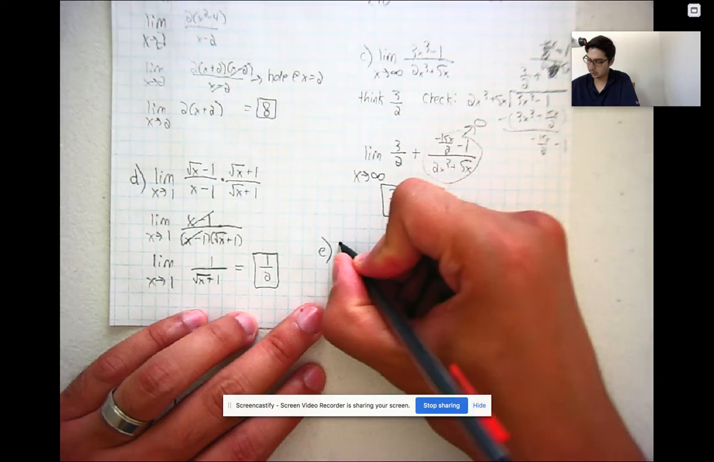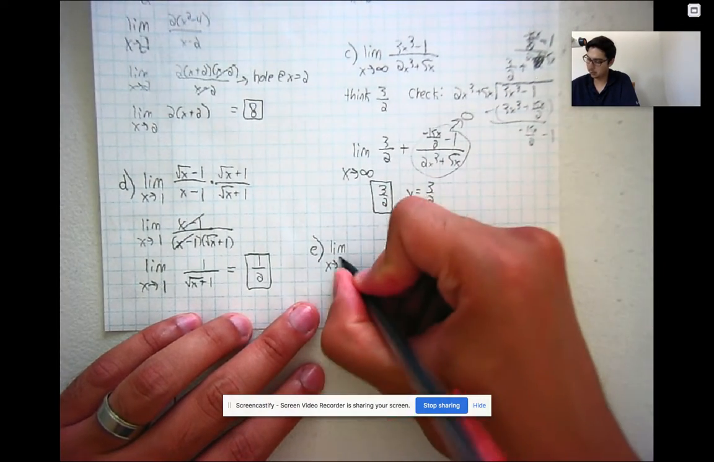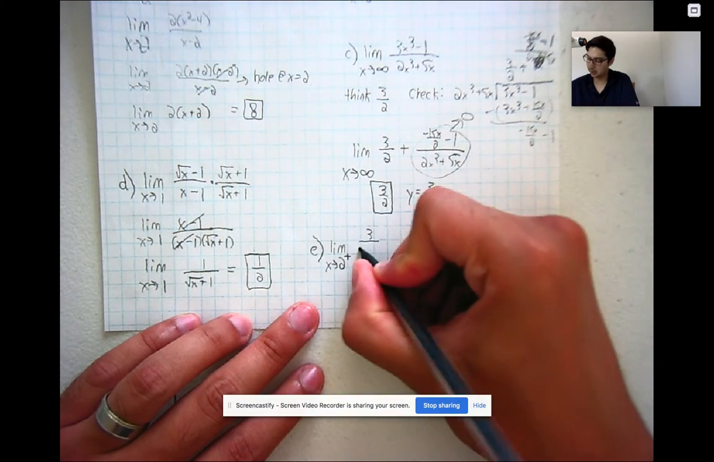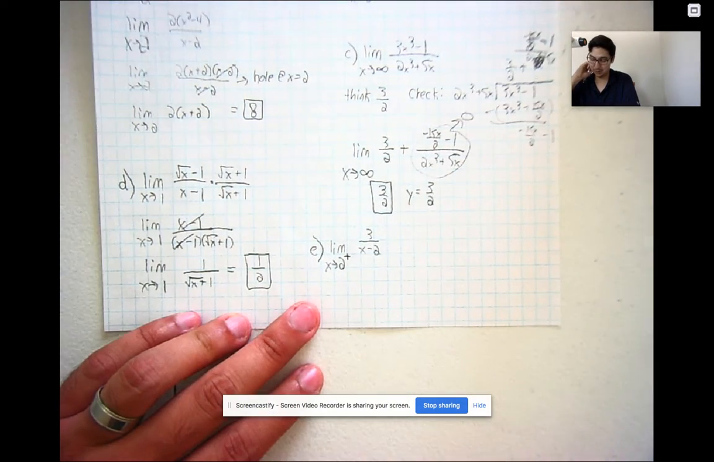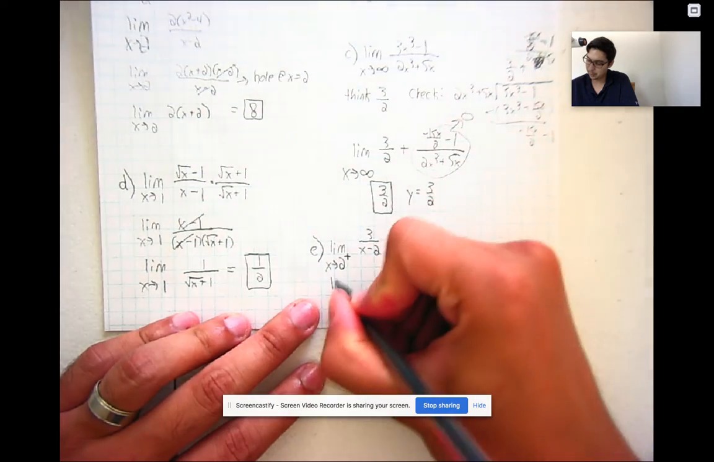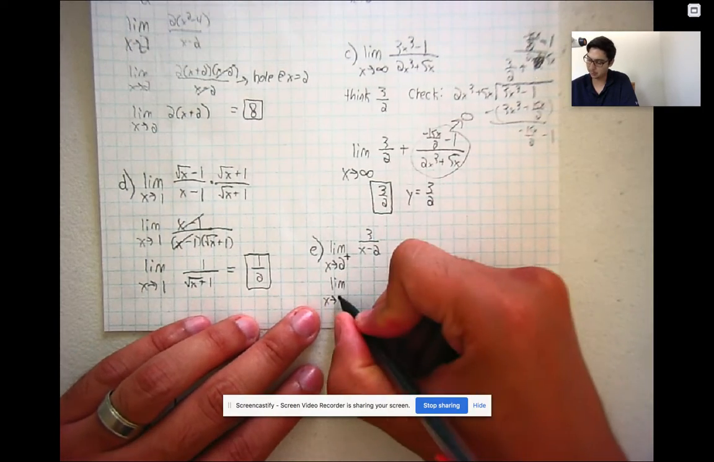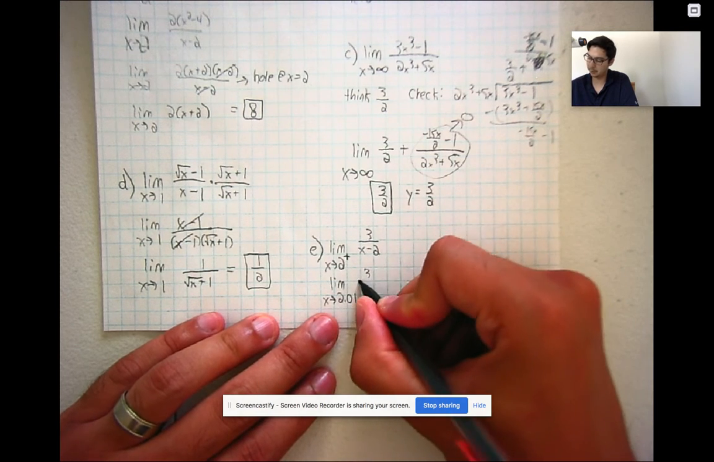So E, let's do the limit as x approaches 2 from the right of 3 over x minus 2. So now in this problem, there's no algebra you can do because there's nothing you can simplify. And you can't plug in 2 because you can't divide by 0. So here, maybe we try plugging in a number very close to 2. So let's do from the right side. So maybe we'll do 2.01 and see what's happening.